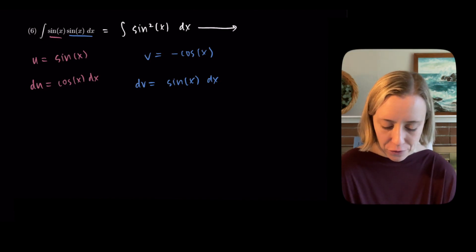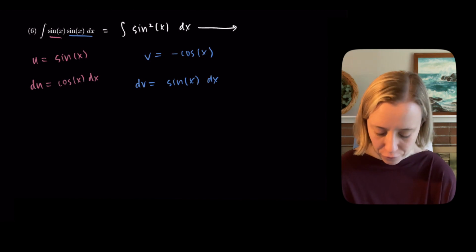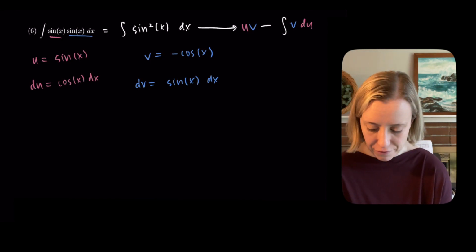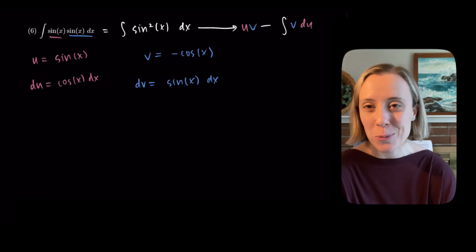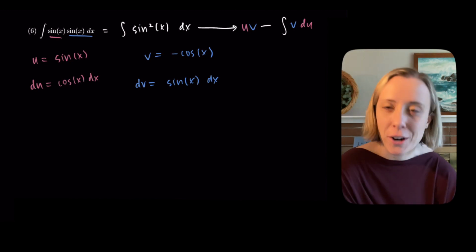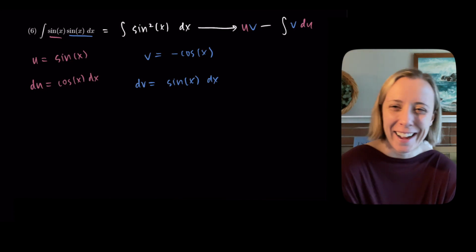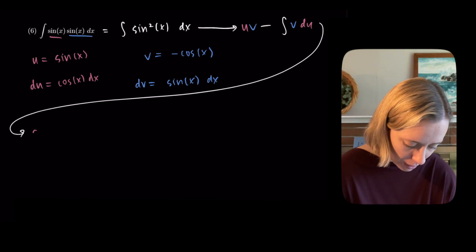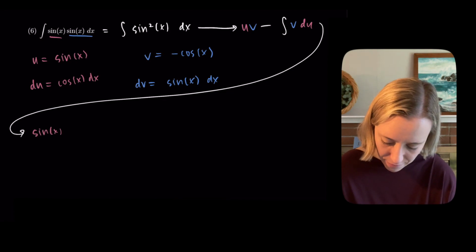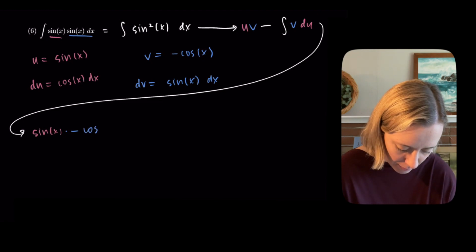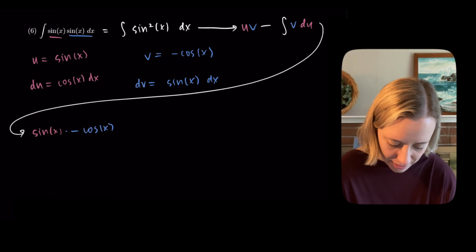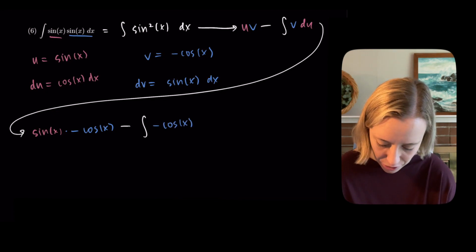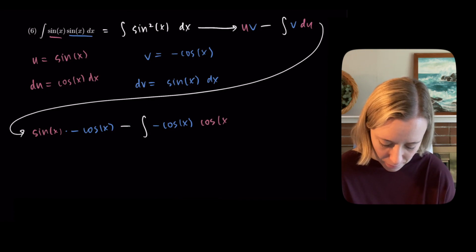Now we have all of our components and we just need to put them into our formula. So we do uv minus the integral of v du. I'm optimistic this will work, we'll see. I'm so excited. Okay, let's go ahead. Our u is sine, and I'm just putting the components in where they go. The v is negative cosine. Then we subtract an integral. That integral is negative cosine x, and then the du, which is also cosine x dx.